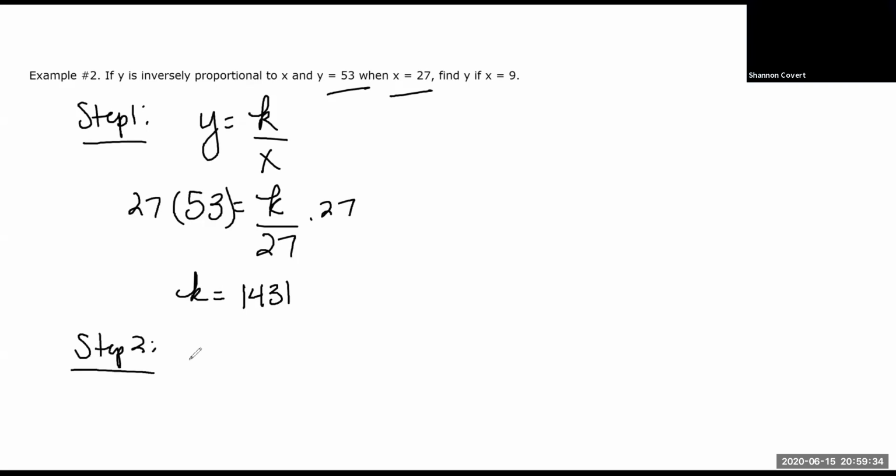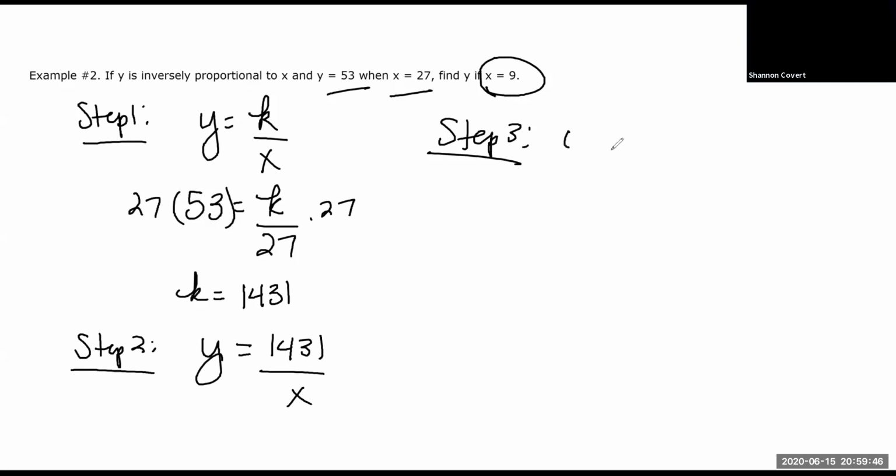Step 2 is to rewrite my formula using my k value. Y equals 1,431 over x. Step 3, I'm going to replace x with 9 and figure out what y is. That gives me y equals 1,431 divided by 9. Y equals 159.